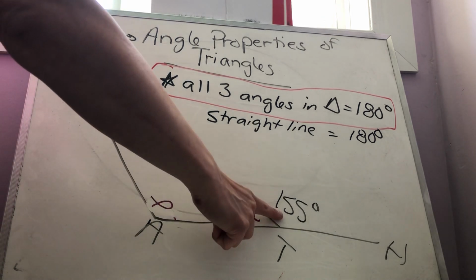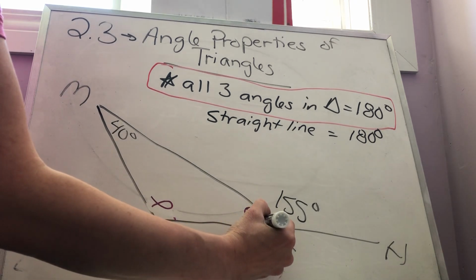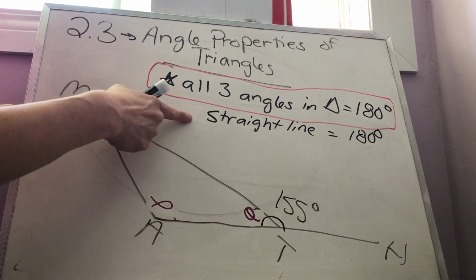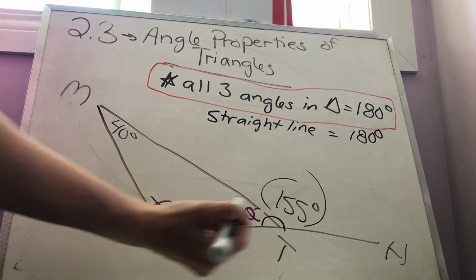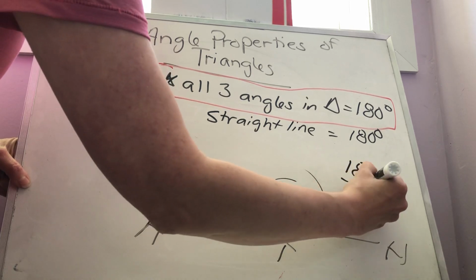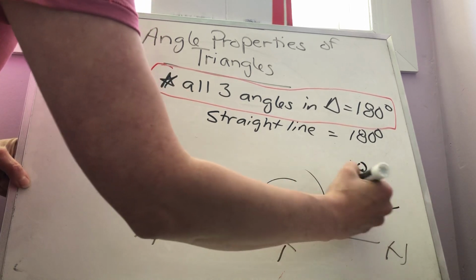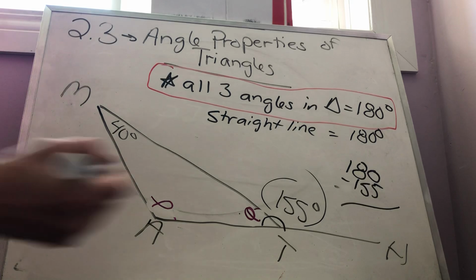But we know this exterior angle is 155. So if we remember the last video, which I wrote here, a straight line is 180 degrees. Since we know this side, we can find that one. So we need to go 180, take away 155, and that will give us our answer for that interior angle T. So angle MTA would be 25 degrees.